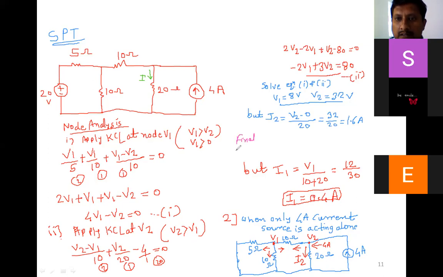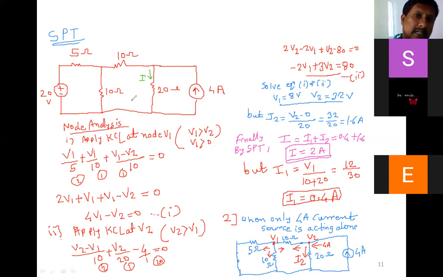Now finally, by superposition theorem, the value of I which is passing through the 20 ohm is given as I is equal to I1 plus I2. So I1 is 0.4 and I2 is 1.6. So it will give 2 ampere. So that will be the final answer. So this is 2 ampere when both sources are acting simultaneously.